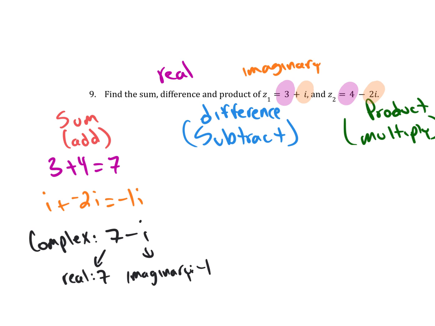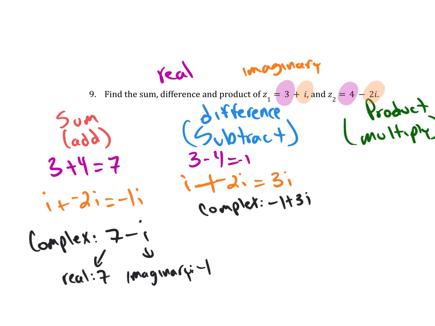And then we do the same thing for the difference. For the difference, I'm going to do my real minus real, that's -1. And then my imaginary minus the imaginary. 2 negatives make a positive, so that's 3i. So my complex answer is -1 plus 3i, where real is -1, imaginary is 3.